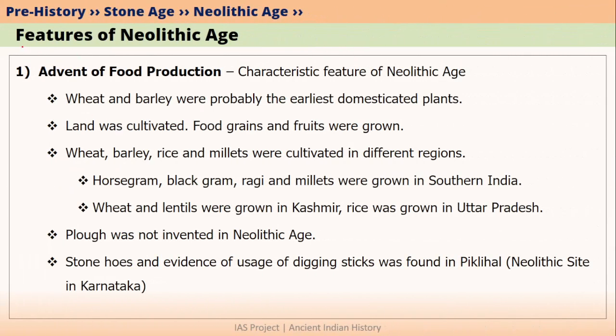Now let's look at some of the features of Neolithic Age. The first and the most important feature was the start of food production. The advent of food production is basically the characteristic feature of Neolithic Age. Characteristic feature means it is the defining feature of Neolithic Age people. So if there is a question in prelims, advent of food production started in which age, the answer would be Neolithic Age. That is why we call it a characteristic feature.